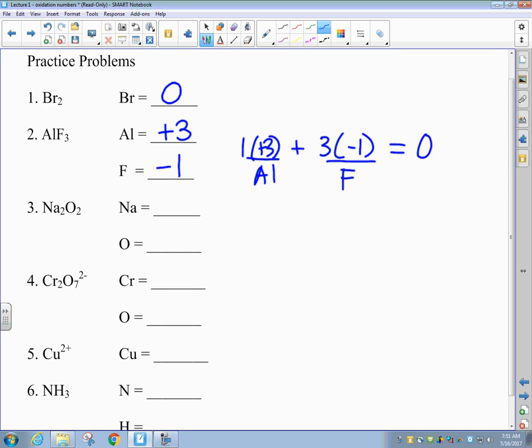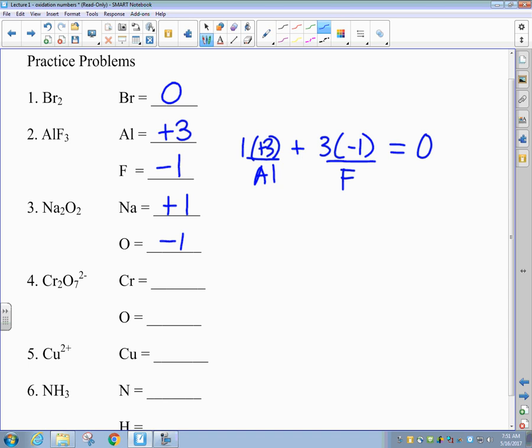Number 3, I recognize right away that I have an alkali metal combined with oxygen in a 2-to-2 ratio. So I recognize this is peroxide, which is a special state for oxygen. Oxygen has a -1 charge, and sodium, being an alkali metal, only has an oxidation state of +1. So sodium will always be +1.